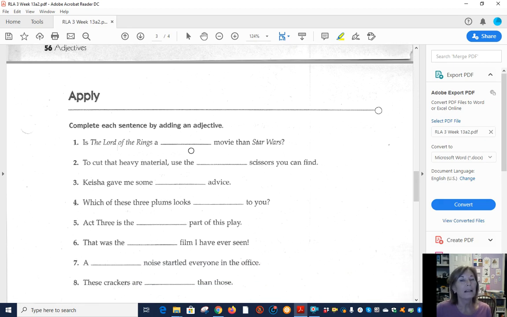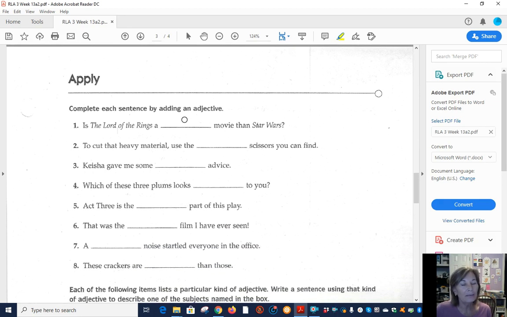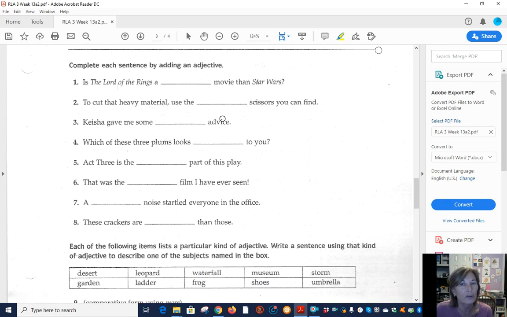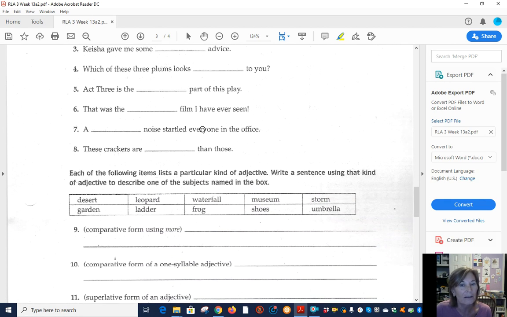In this one, you're going to pick an adjective that will go in the blank. Is The Lord of the Rings a better movie than Star Wars? A longer movie than Star Wars? You can pick lots of different adjectives here. There's no right or wrong. You just have to use the right form of the adjective.